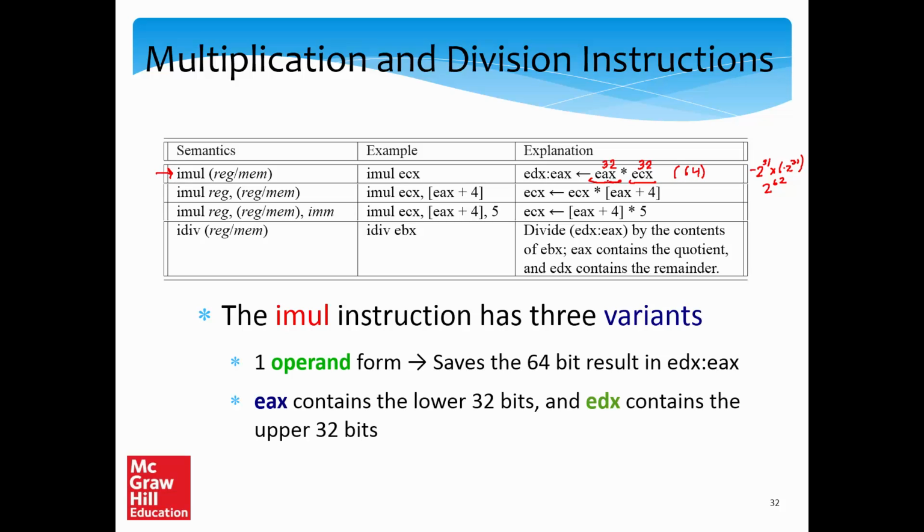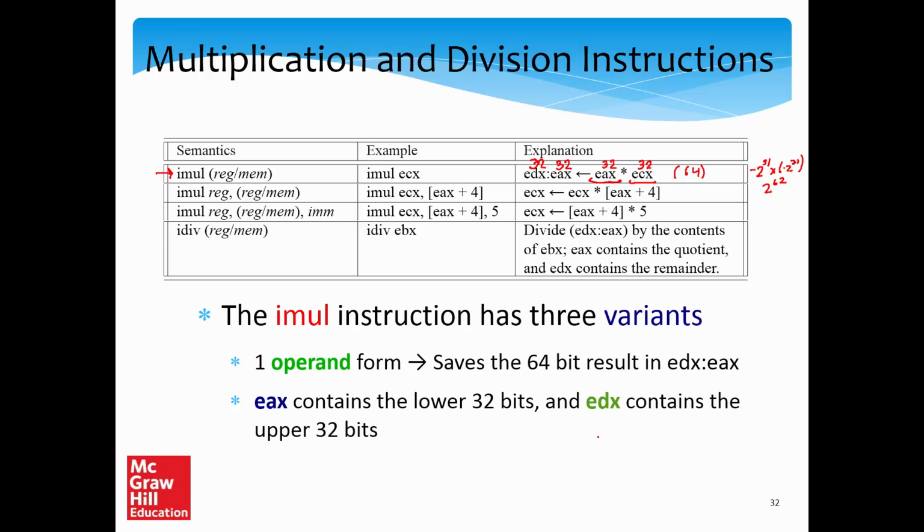Unless we allocate 64 bits, there is a chance that we'll have an overflow if we multiply two numbers, which is the problem. So in the single operand form, we multiply whatever value is given with the value stored in EAX. The final product will be 64 bits, and we will save the upper 32 bits in EDX and the lower 32 bits in EAX.